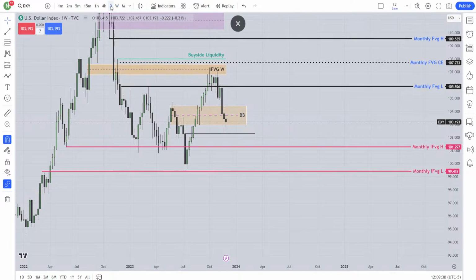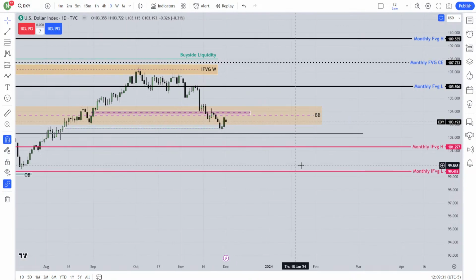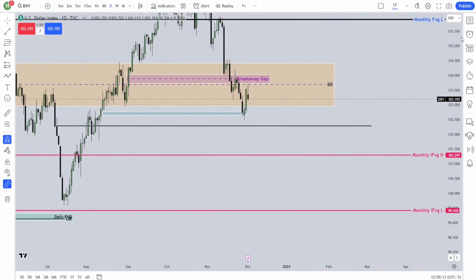Now I will go to the daily chart. This is the way I actually break down the market.